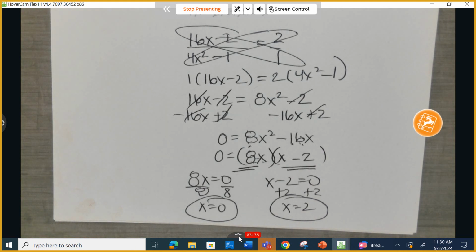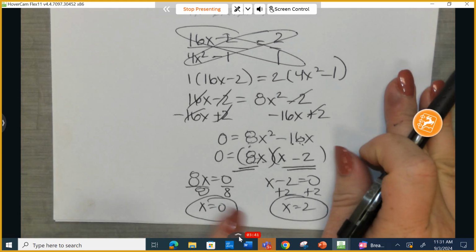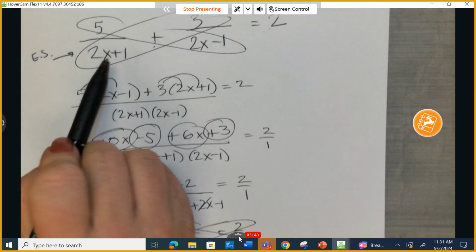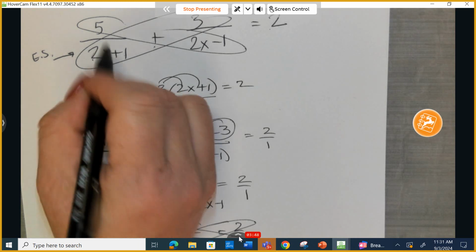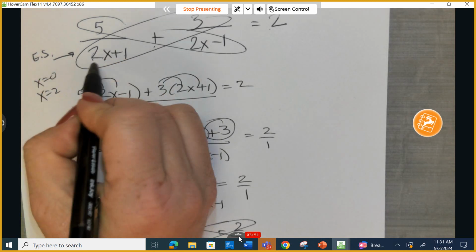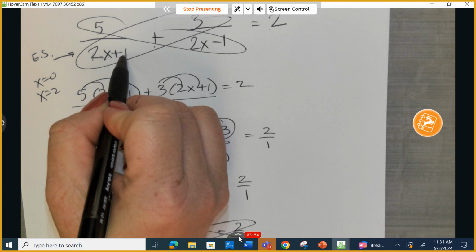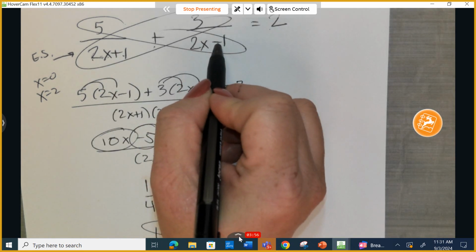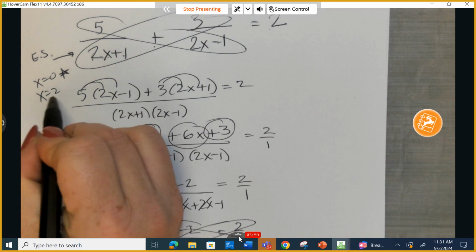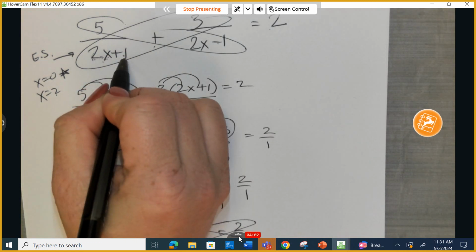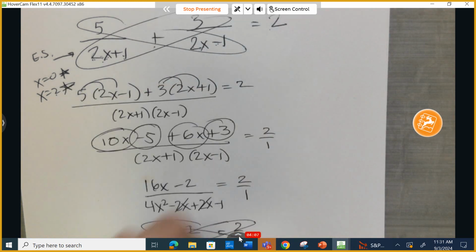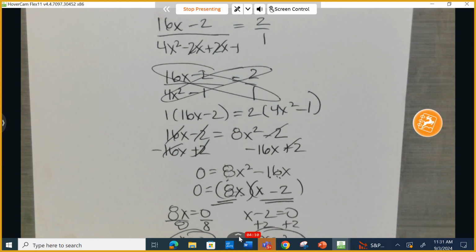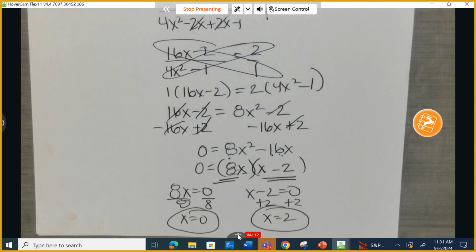But I can't be sure of that, because once I get to that point, I have to go back up to the very top and make sure that if I plug in 0 or 2, I would not get 0 in the denominator. So let's try 0. 2 times 0 is 0, plus 1 is not 0. Good. 2 times 0 is 0, minus 1 is negative 1. That's not 0. So I know 0 works. Let's try 2. 2 times 2 is 4, plus 1 is 5. 5 is not 0. 2 times 2 is 4, minus 1 is 3. It's not 0. Both of them work out. So we have two answers: x equals 0 and x equals 2.